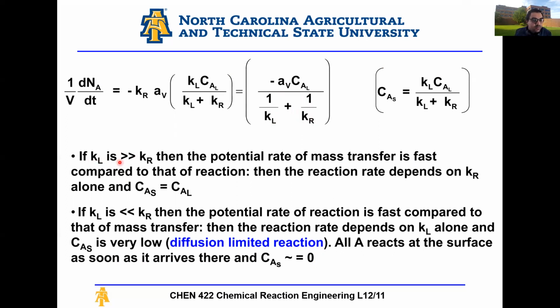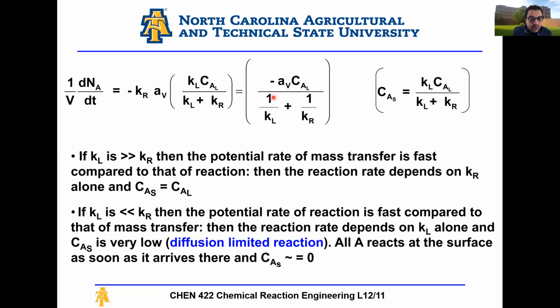If KL is much larger than KR, then the potential rate of mass transfer is fast compared to the reaction, and the reaction rate is dependent on KR alone. So if my mass transfer coefficient is much larger than my reaction rate coefficient, then most of the time you can just drop it out of the equation, and your overall reaction rate is only a function of your reaction rate resistance, right? And this is called a reaction controlled process, right?